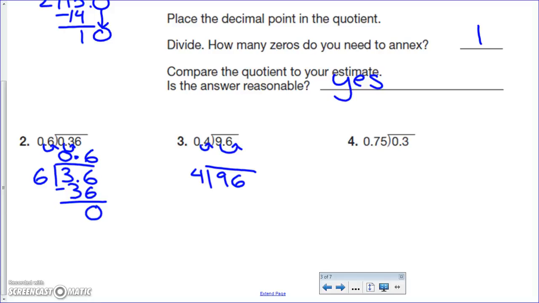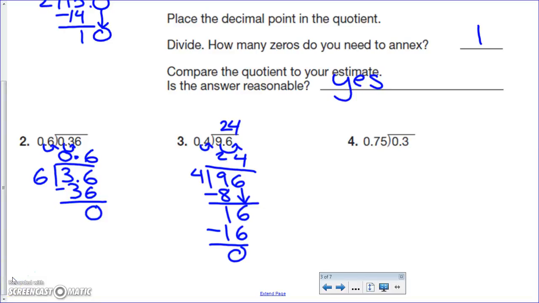So 4 goes into 9 twice. Okay, and then we bring down the 6, so we get 16, and 4 goes into 16 4 times evenly. Which makes our answer 2 and 4/10 exactly.